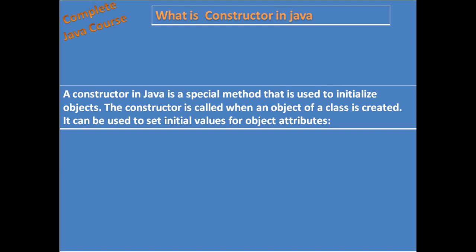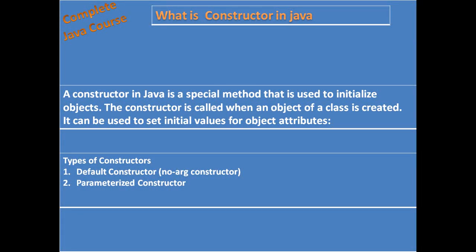So what is the main objective of the constructor? A constructor is used to initialize the object attributes. Suppose in our class we define some variables like name, ID, roll number, address. So these fields are initialized at the time of object creation, and they are initialized with the help of the constructor.